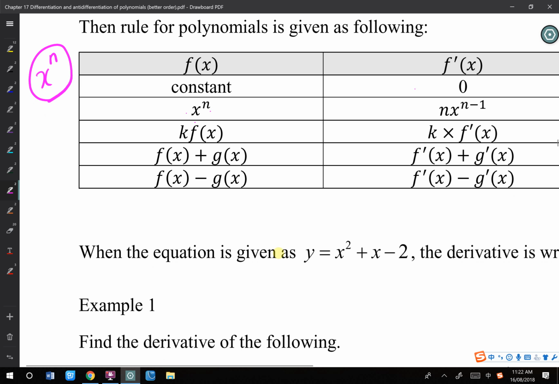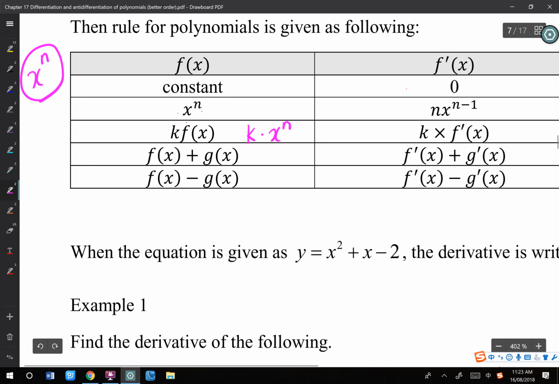How about if we have a coefficient k in front? I have k times x to the power of n. What I will have is k times n times x to the power of n minus 1. So we just keep the k in the front if it's a times relationship. For example, k times x to the power of 2 gives 2k times x to the power of 1. So this k will still just stay here.